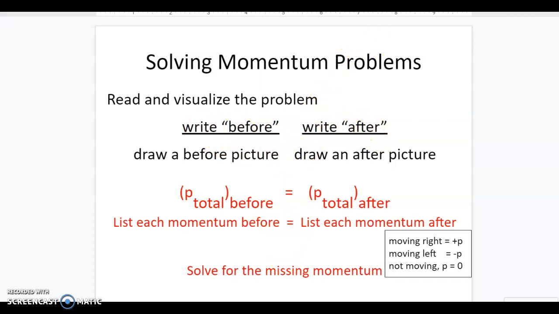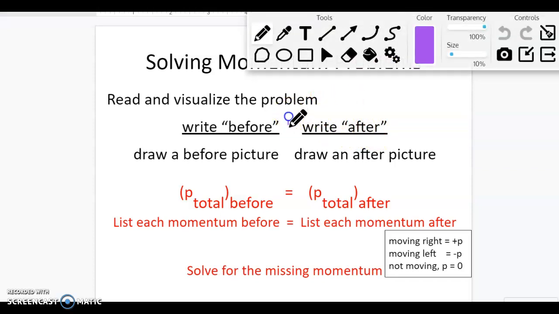And we're going to keep a little divider between those two things. One side over here on the left means before. One side over here on the right means after. You're going to draw a picture or pictures of what's happening before. It usually involves two objects. So you draw your pictures of what's happening before, and you draw pictures of what's happening after. And then we write out momentum total before equals momentum total after. We list each momentum before and list each momentum after, and we solve for some missing things.